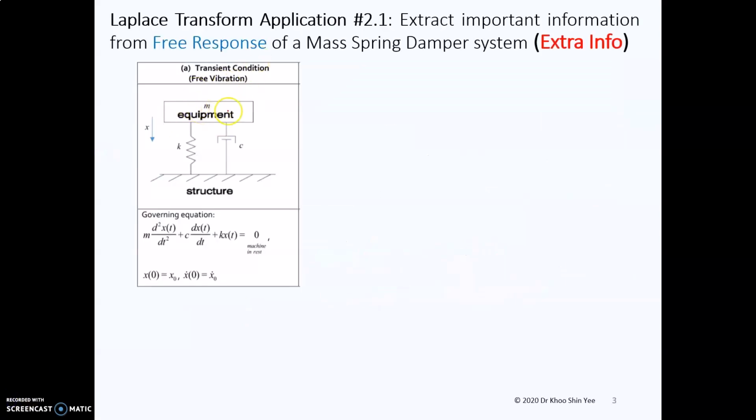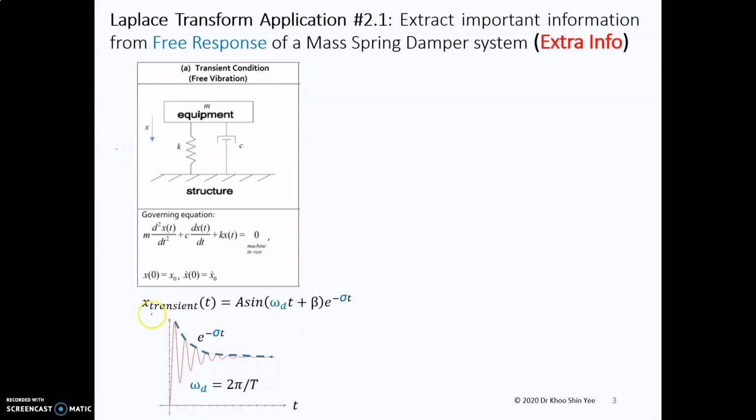So let's say you have a mass spring system where you give some initial displacement and release the system. By doing this, you obtain the response to be like this. You can see over time it decays to 0, and the system is oscillating with some frequency omega d. So you have the term sine of omega d t plus beta, where beta is the phase angle, and also you have the decay function exponential of negative sigma t.